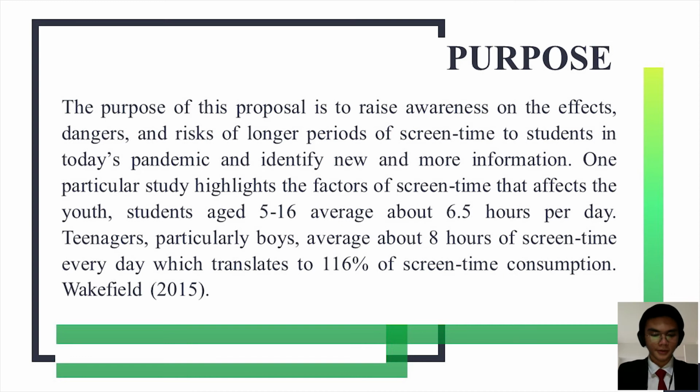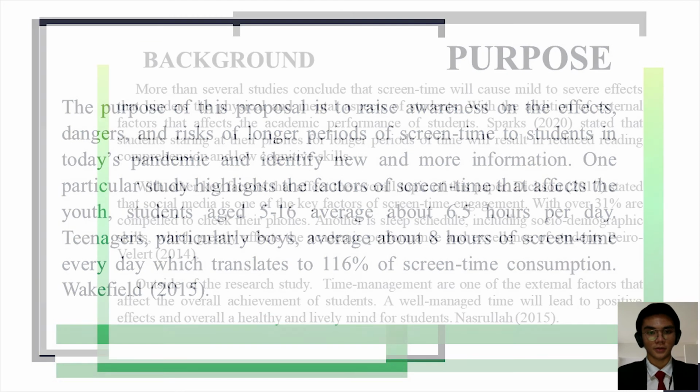One particular study highlights the factors of screen time that affects the youth. According to Wakefield 2015, students aged 5 to 16 years old average about 6.5 hours per day. Teenagers, particularly boys, average about 8 hours of screen time every day, which translates to 116% of screen time consumption.